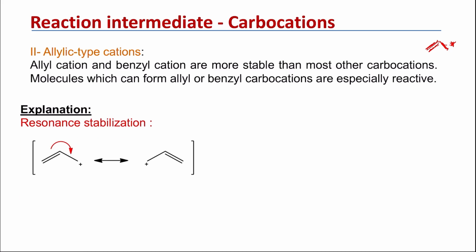As we can see in the resonance stabilization, this is an allylic carbocation. The electrons on the double bond adjacent to the positively charged carbon can move through resonance to give two different resonating structures, and that will lead to the distribution of the positive charge on two different carbons, and that will increase the stability of the carbocation.